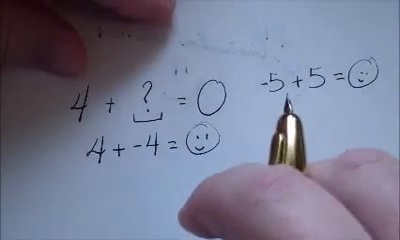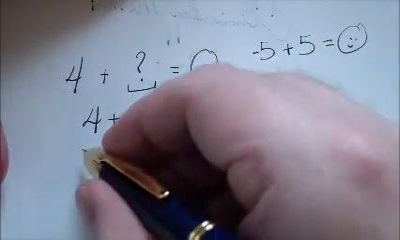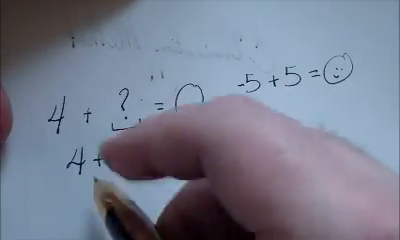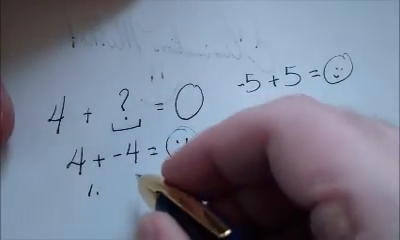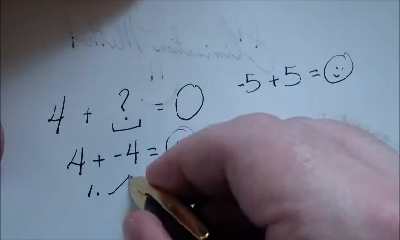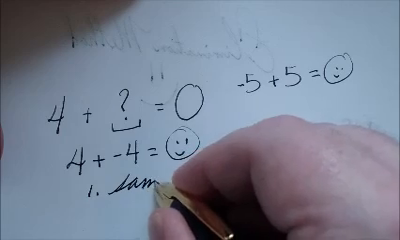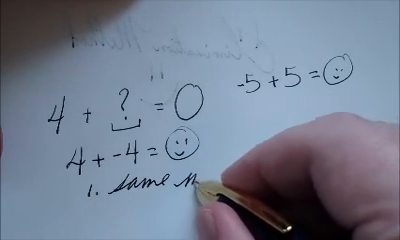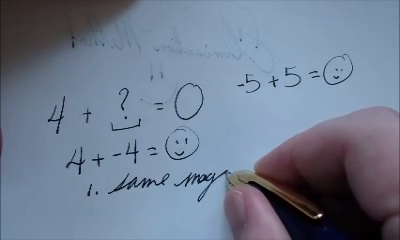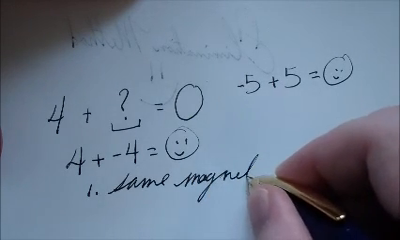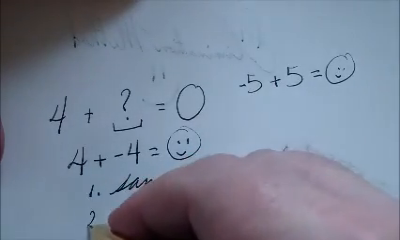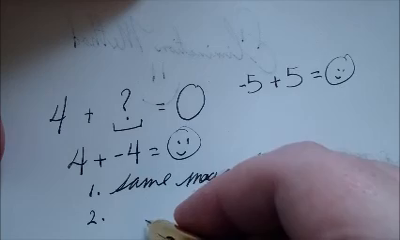So in order to get a 0, we need two things. One, we need to have something that's the same magnitude, and two, opposite in sign.